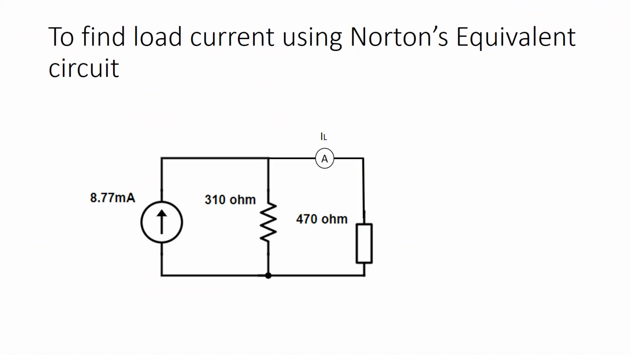Here is the hardware connection diagram of the Norton equivalent circuit, to find the load current using the Norton equivalent circuit, where we are going to connect the ammeter in series with the load resistance, that is 470 ohm. Here we have a current source in parallel with the Norton equivalent resistance 310 ohm, and in parallel with the load resistance, that is 470 ohm.